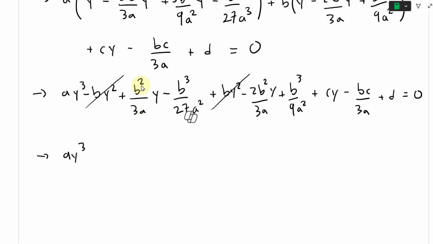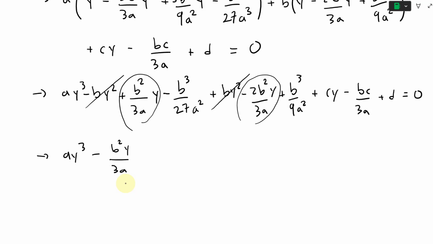Now the next one here is this b squared over 3a y, there's another one here over 3a, like this. And that's a 2 there. So we can add these up. So add this one and this one up together. And this is a negative 2, this is a plus 1, so it becomes just a negative 1. So it becomes a negative b squared y over 3a. Like that. I'll put the y like this.